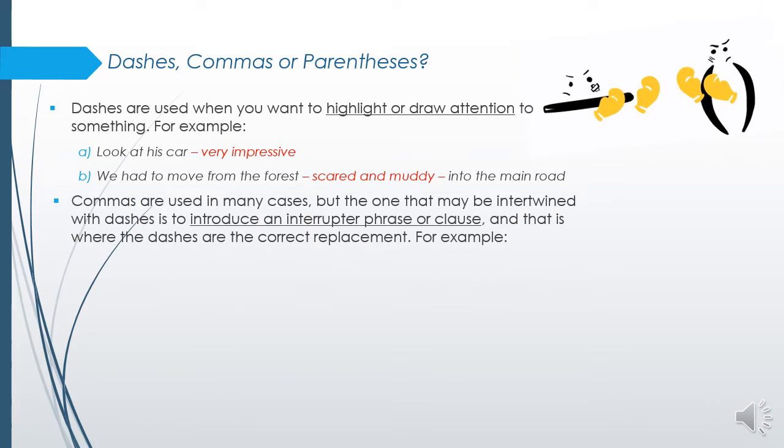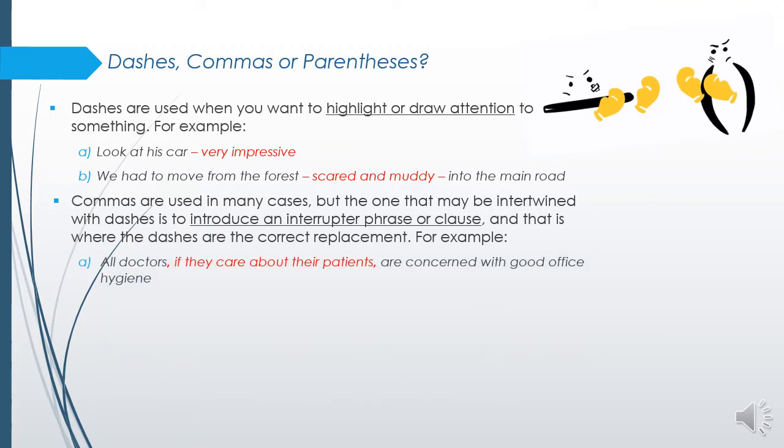Commas, on the other hand, have many uses, but the one that is mostly confused with, or intertwined with, the dashes is the one to introduce an interrupter phrase or clause. And that is where the dashes are the correct replacement. So the commas are used in a wrong way. They are misused in such a sentence, that is, to introduce an interrupter phrase or clause. And that's when you should use dashes instead.